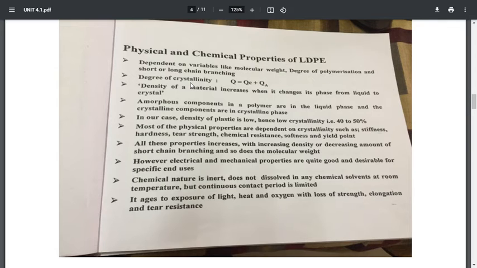crystallinity. It is Q equals QC plus QA, where QC is the degree of crystalline substance present in the polymer, and QA is the degree of the amorphous substance in the polymer. The addition of them is the degree of crystallinity.